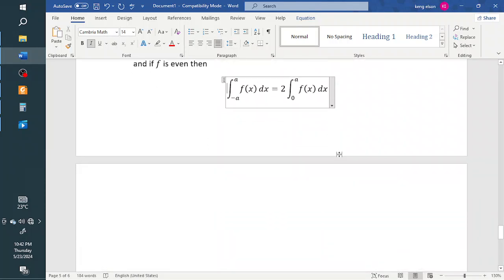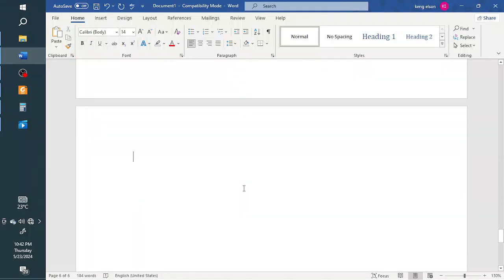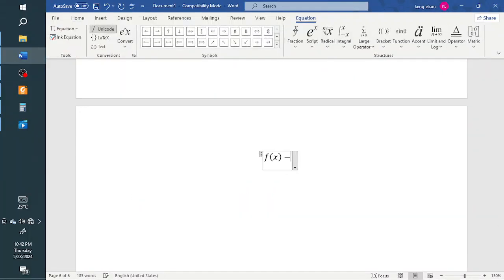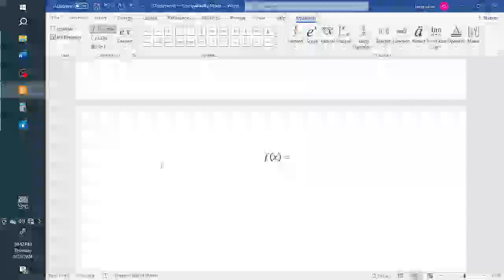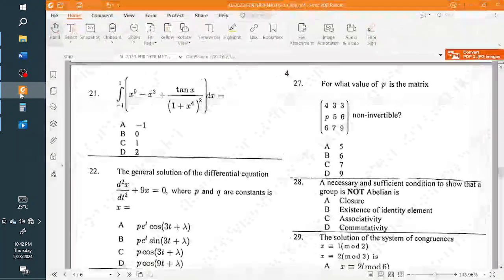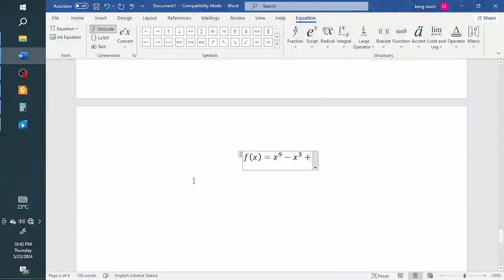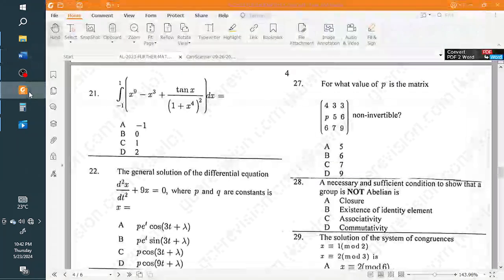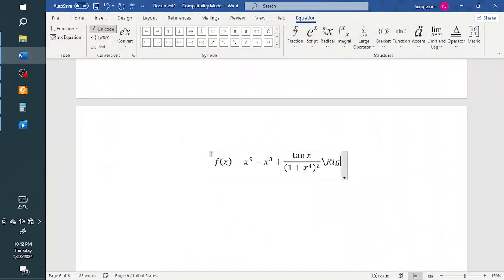So we just have to determine in this case if f is odd or f is even. F of x in this case is equal to x to the power 9 minus x cubed, then later you have plus tan x divided by 1 plus x to the power 4. Was this all squared that I saw? Yes. So let's look for f of -x. Alright, that's the first thing to do.